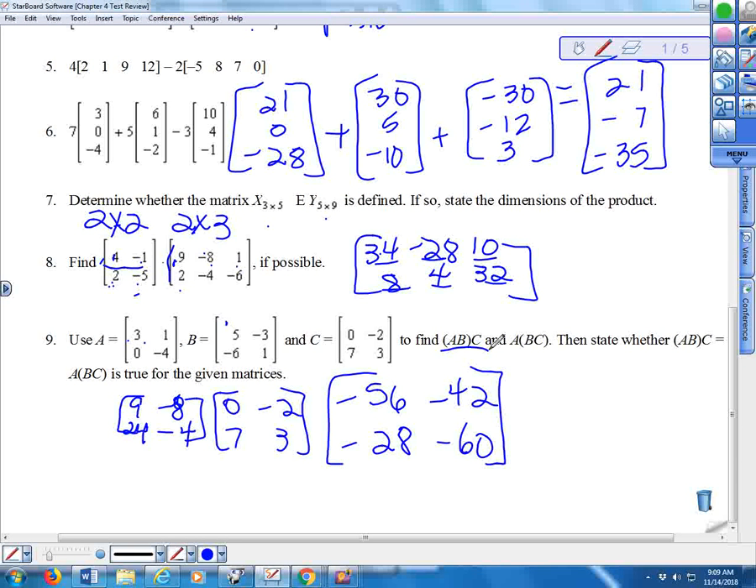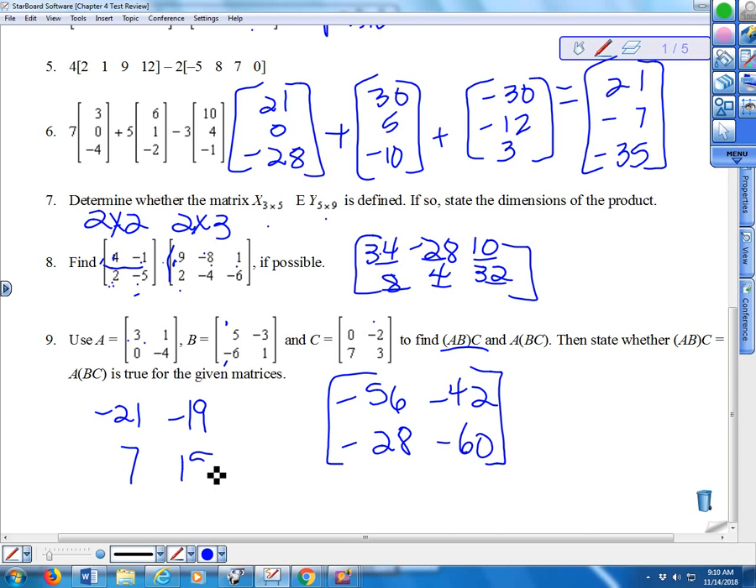Okay, now I'm going to multiply B times C. So let's do that here. B times C, 5 times 0, negative 21. Negative 10 minus 9, 0, 7, and 12 plus 3 is 15. And I'm going to put that on, this is B times C, and A has to go to the right of that.